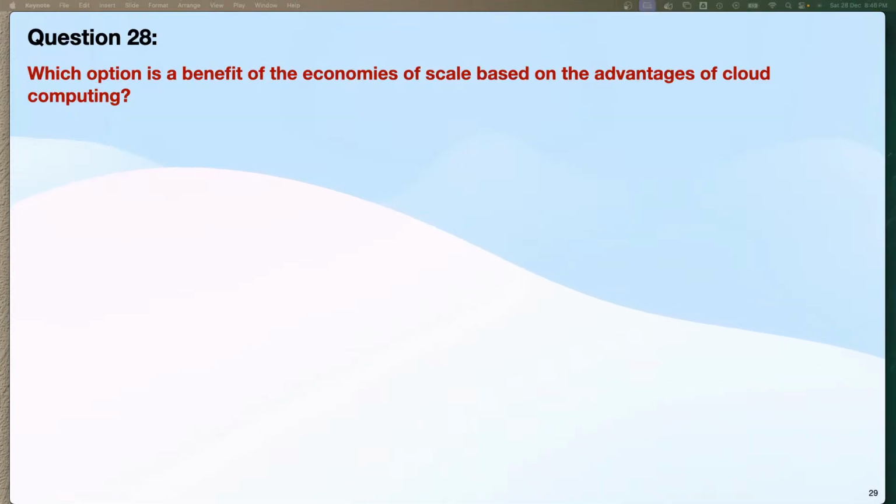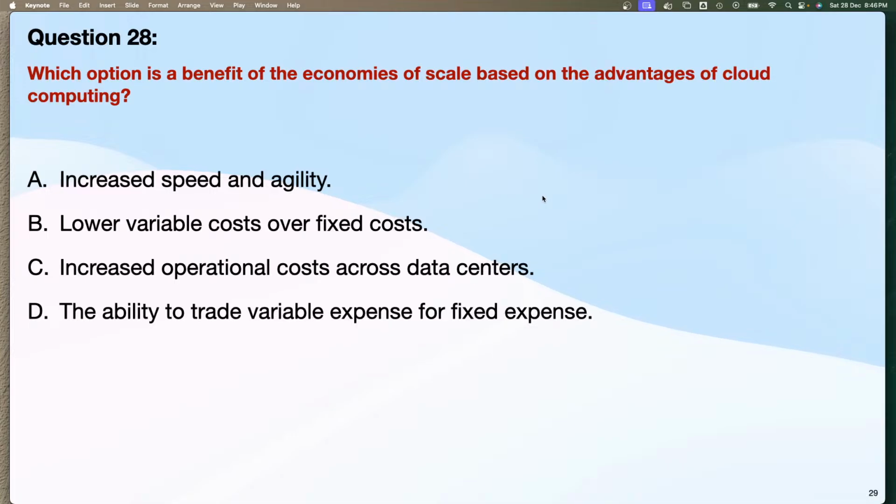Which option is a benefit of economies of scale based on the advantages of cloud computing? So this is again about the benefits of cloud computing, what they are looking for, right? If I just look at the answers, increase the speed and agility. Okay, so it's not economies of scale. Remember, this question might come in your exam. Economies of scale means you don't need to pay upfront. You will pay as you go. Only when your business is doing well will you use the AWS services more, and then you will pay more. Startup companies cannot make huge capital investments even before they get revenue from their business, right?